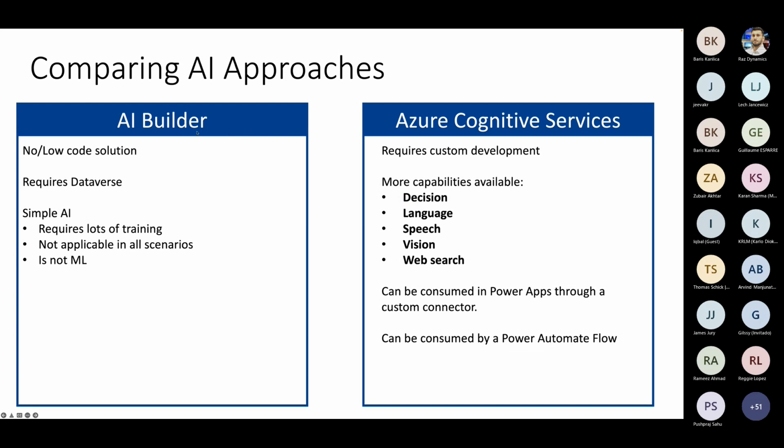Basically, this is my last slide with the AI approaches. When you compare AI Builder and Azure Cognitive Services AI, there are some differences. AI Builder is a no-code, low-code solution. This is an important point, but Cognitive Services is a complete AI solution with machine learning algorithms. So these are different from each other. There is no machine learning extract on the AI Builder side, but in Azure Cognitive Services, you are able to achieve this as well.